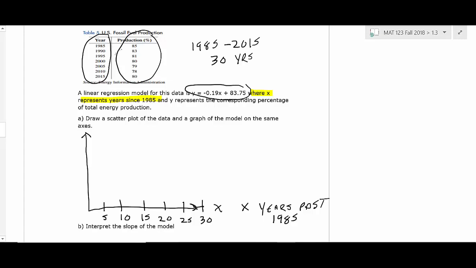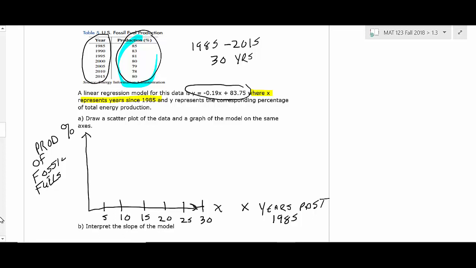Then what goes here, the y-axis, is production. You can just say production percent of fossil fuels. Okay, so this should show maybe a decline. We'll see. If you look at this, the biggest number I see here is 85.